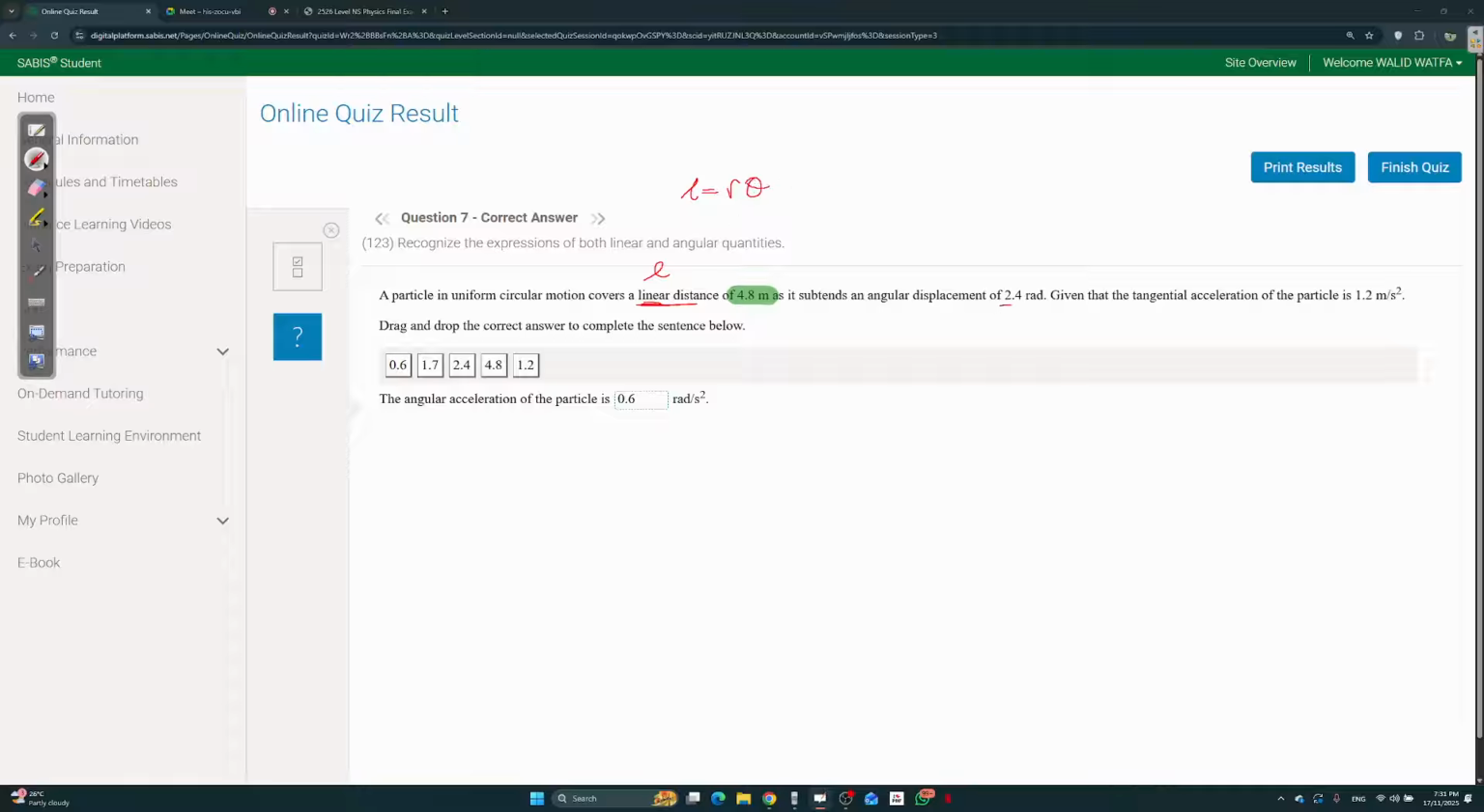It subtends a displacement of 2.4 rad, that's theta. Given that the tangential acceleration is 1.2, so this is A tangential, they want angular acceleration alpha. Now, how can we find alpha if we have A tangential? We know that A tangential is equal to R alpha, so alpha will simply be A tangential divided by the radius. But what's the problem?